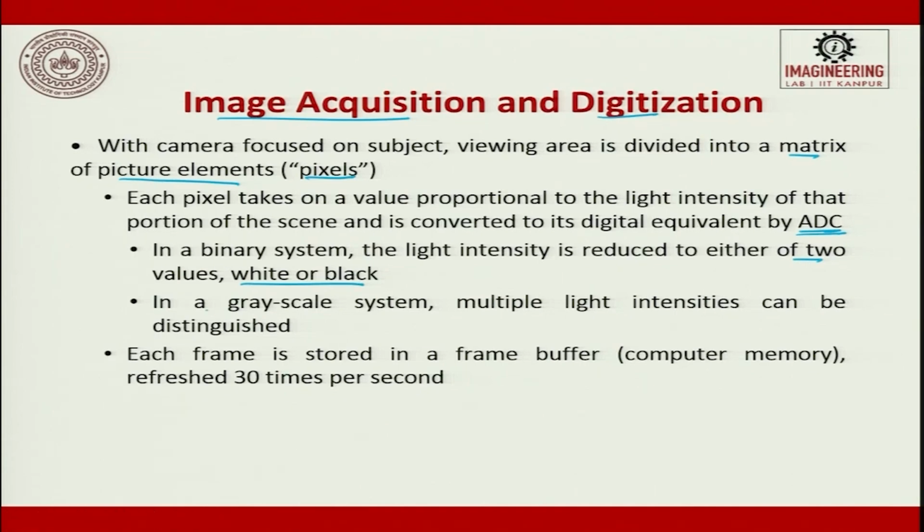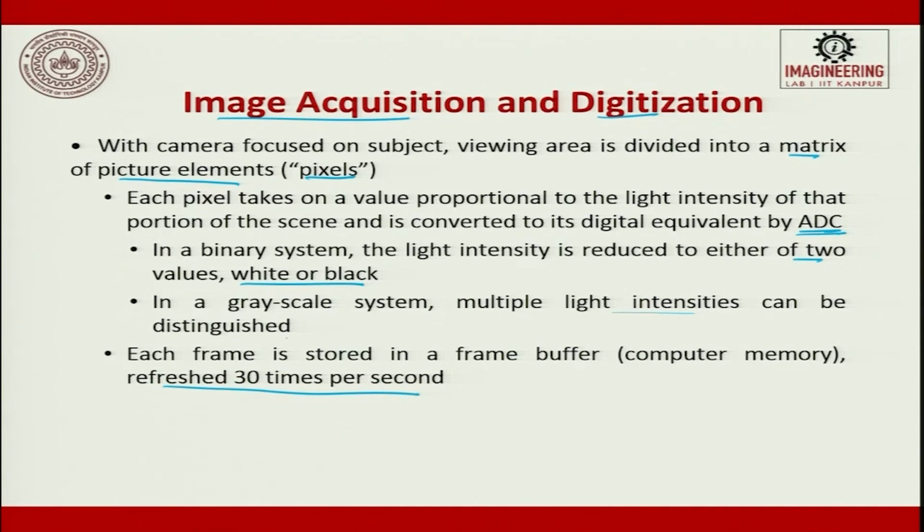The next one is the grayscale system. Multiple light intensities can be distinguished. Each frame is stored in the frame buffer which refreshes 30 times per second. This is very important. Suppose if it is a static object, fine.